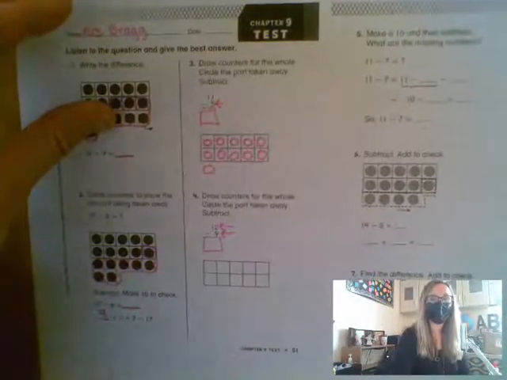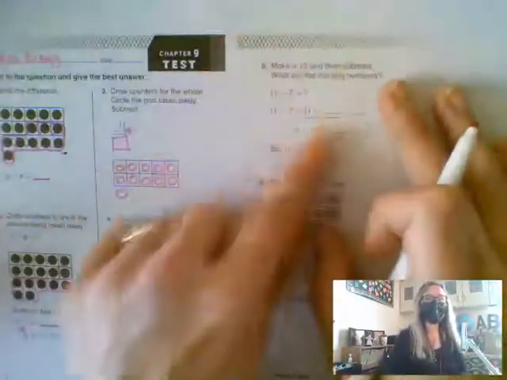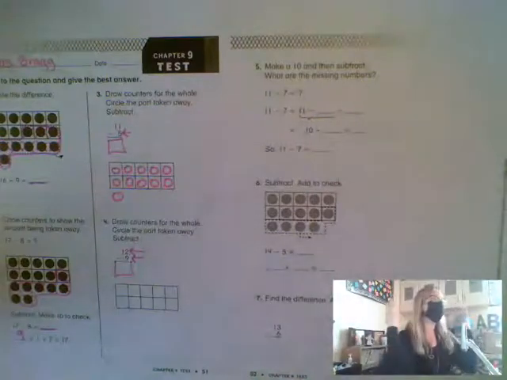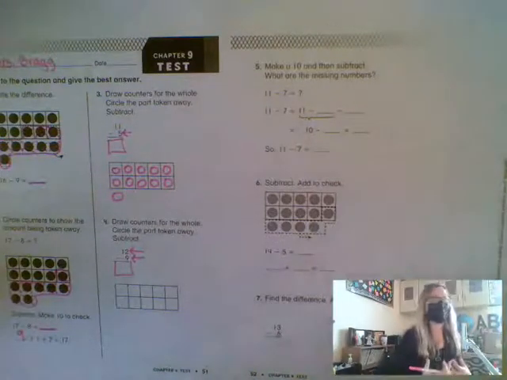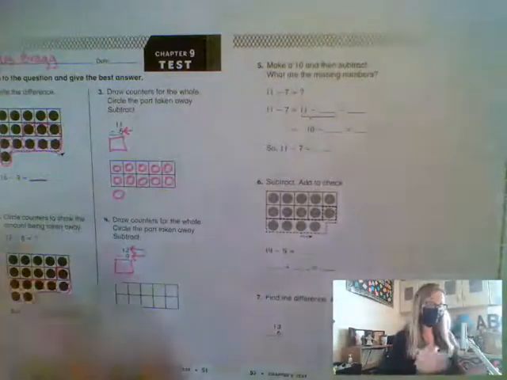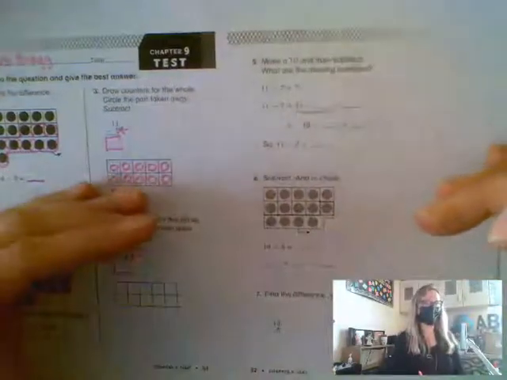Okay, up at the top of the next side here, number 5, it says make a 10 and then subtract. This is what we've been working on. This is what we've been training for. This is what you've had homework upon homework assignment on. This is what I sent your parents a video on how to do, so I know you know how to do this. I'm going to walk you through the steps, and then you'll put the answer in.